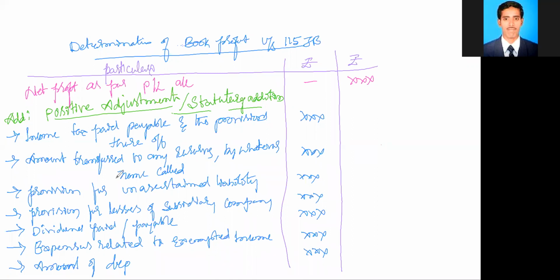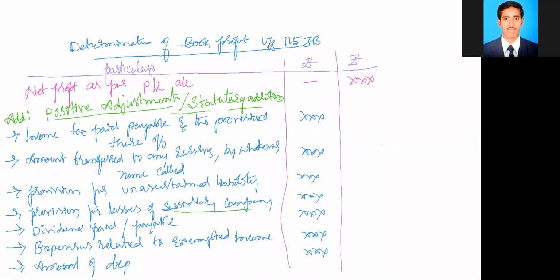And the amount transferred to reserves, whatever name it may be called, such as general reserves, we re-add. Provisions for uncertain liabilities, this you already know. Next is the provision for losses of a subsidiary company: if the company is showing losses of the subsidiary, then we need to add that also.